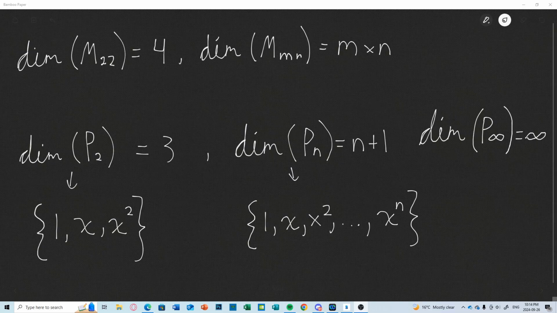But for P2 all the way up to P infinity, it's a little different, because for P2 we have 1, x, and then x squared. Because of that 1, we're going to have n plus 1 as our dimension. Whatever number is the subscript, you just add 1 and that'll be your dimension. So for P2, the dimension will be 3. For Pn, our dimension will be n plus 1. But for P infinity, our dimension will still be infinity because it's infinite.